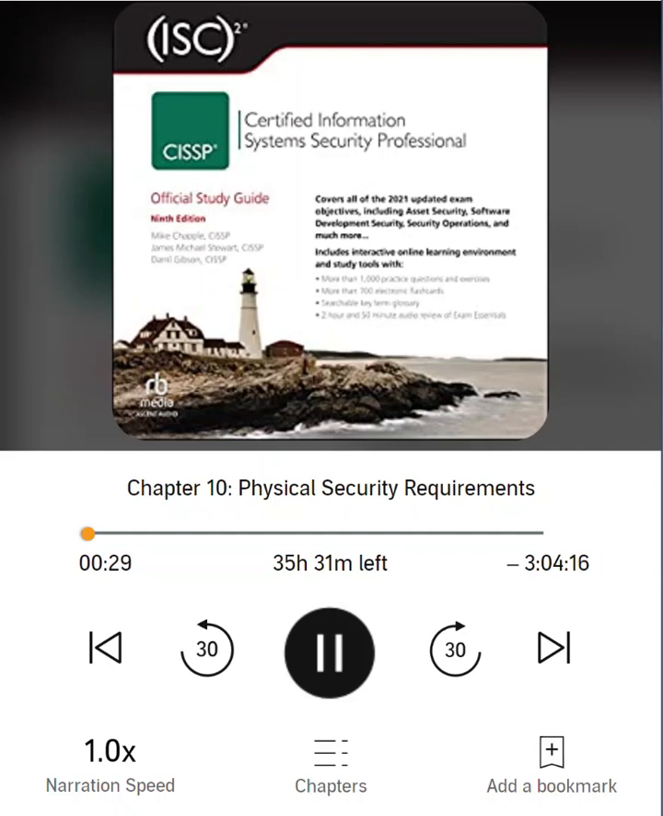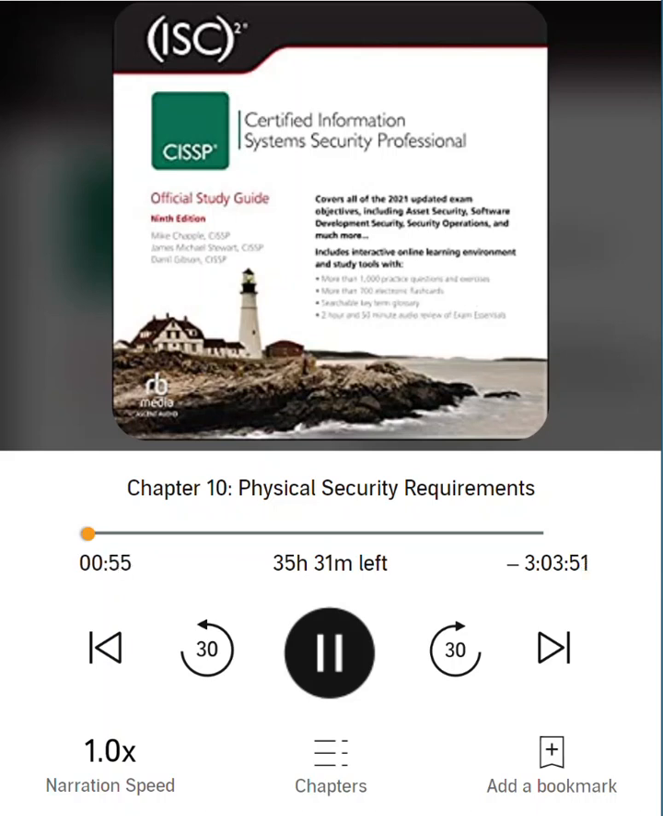3.9.1, Wiring closets/intermediate distribution facilities. 3.9.2, Server rooms/data centers. 3.9.3, Media storage facilities. 3.9.4, Evidence storage. 3.9.5, Restricted and work area security.